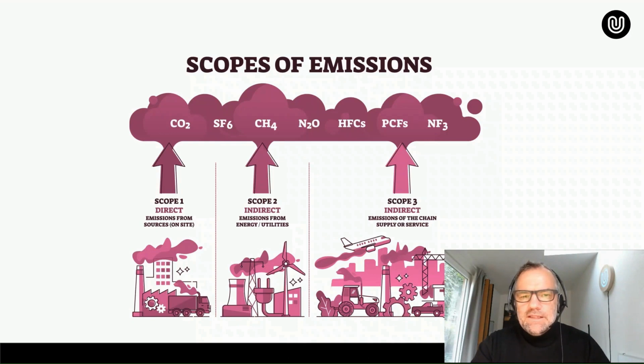It's globally established to classify a company's emissions into these three categories. Direct emissions on site, Scope 1; emissions from energy consumption, Scope 2; and Scope 3 are all indirect emissions that occur in the supply chain.